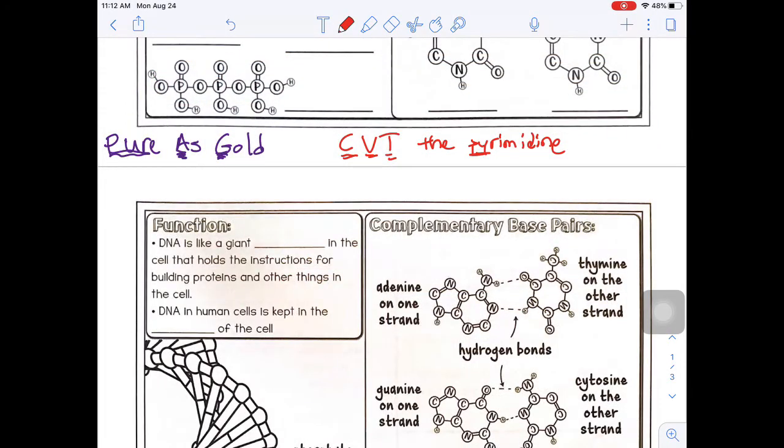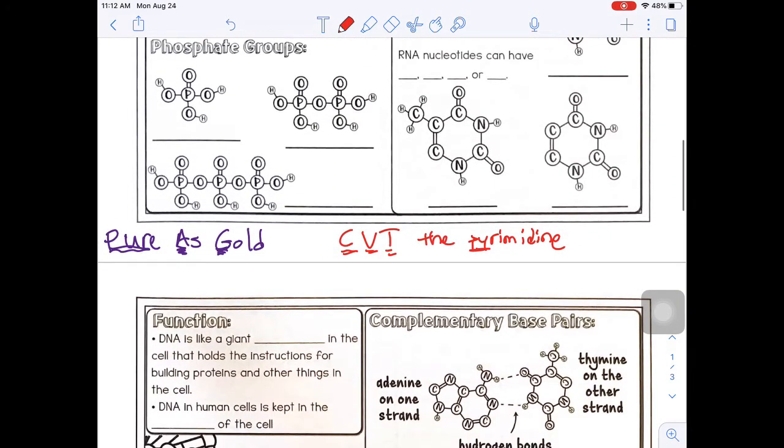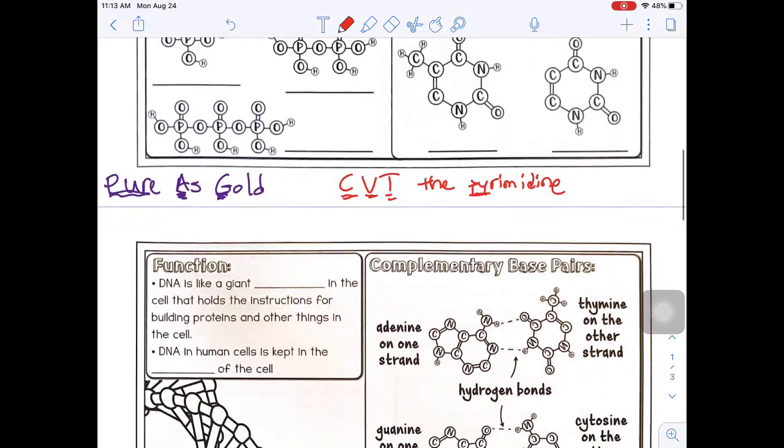All right, so I still have some notes on the bottom of the nucleotide page. One way to help you remember which nucleotides are the purines and which are the pyrimidines: pure as gold, so the purines have A and G, and cut the pie, that's a poorly written U. C, U, T are the nucleotides which are pyrimidines. So pure as gold, cut the pie. Maybe that will help you remember which ones are which.